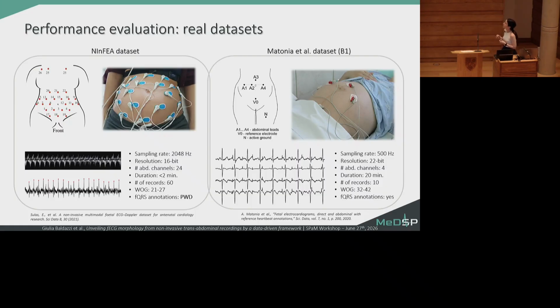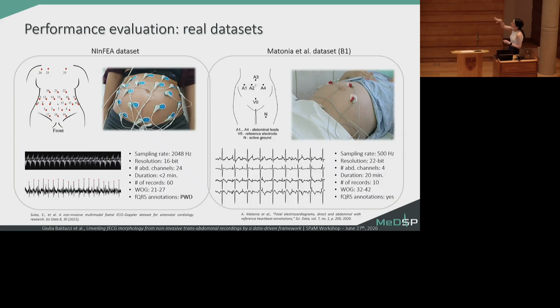So we tested our algorithm on two real data sets. So the antenatal data set by Matonia et al. that includes 10 recordings, each one with 4 abdominal channels, acquired with a sampling rate of 500 Hz, and starting from the 32nd week of gestation on.